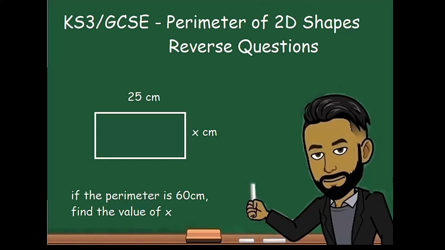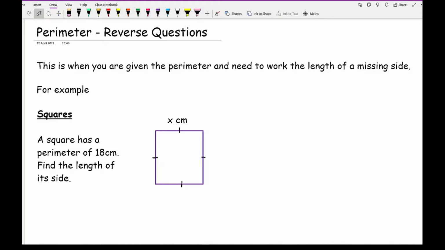So in this video we'll be continuing with the theme of perimeter of 2D shapes and focusing on reverse questions. Now once you have mastered working out the perimeter of a shape, the next logical thing for you to do is to work backwards, which is what we call reverse questions. This is when you are given the perimeter and you need to work out what either a variable is or what a missing side of that shape is. What we're going to do now is just go through a couple of examples with some common shapes.